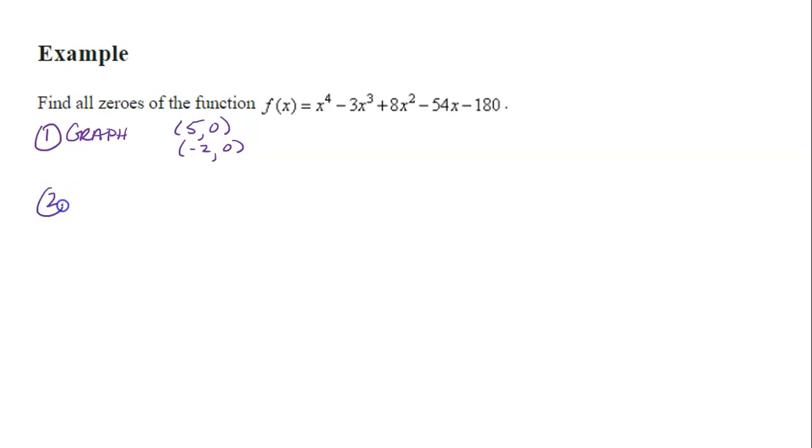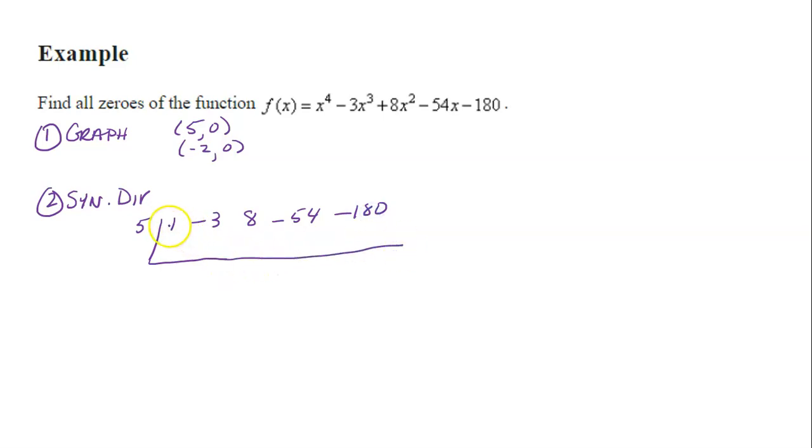Wonderful. Then I'm going to do synthetic division, and I'm just picking 5. So we have 1, -3, 8, -54, -180. Bring my 1 down. 5 times 1 is 5. -3 plus 5 is 2. 5 times 2 is 10. 8 plus 10 is 18. 5 times 18 is 90. -54 plus 90 is 36. 5 times 36 is 180. And that gives us a remainder of 0.